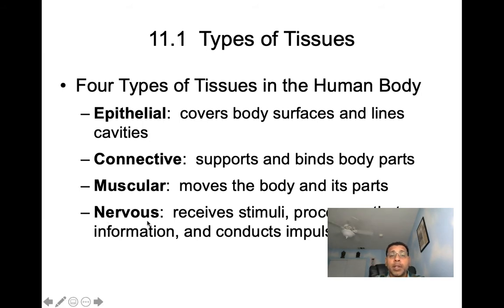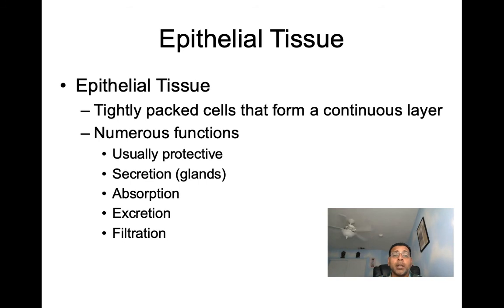The fourth type is nervous tissue. Nervous tissue receives stimuli, processes that information, and then conducts an appropriate response. It conducts an impulse. So what we'll do first is focus on epithelial tissue, and then we'll move on through each of the other tissue types as well.